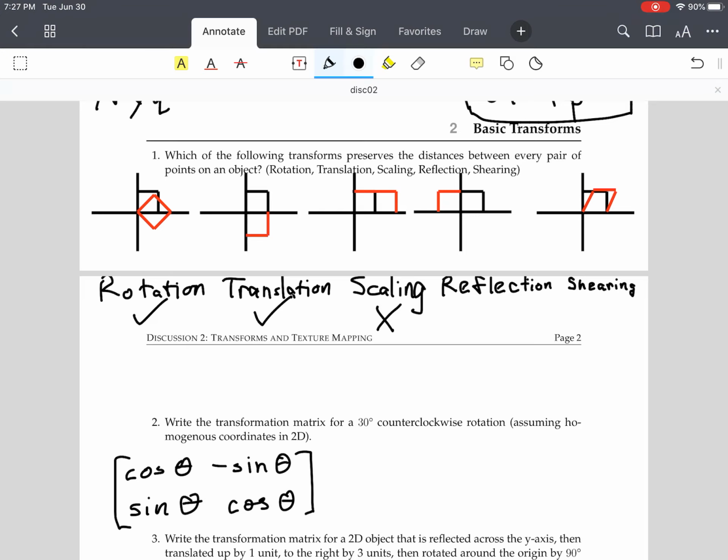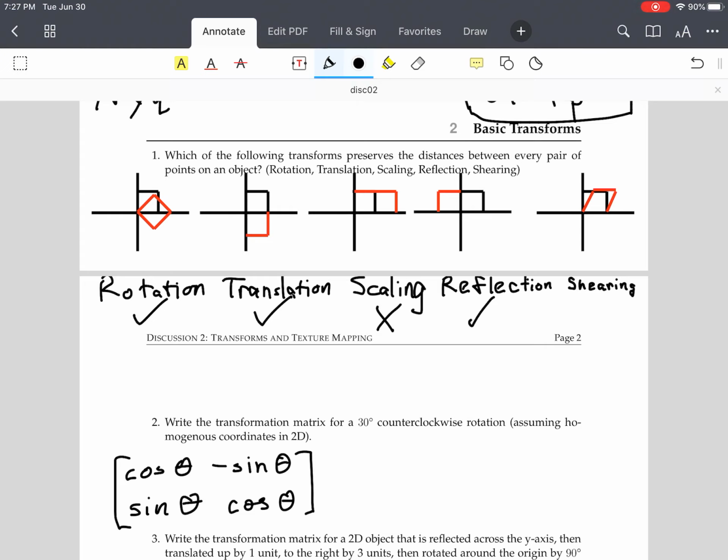Now let's look at reflection. So this black square is reflected onto this red square. And so the red square still has the exact same shape. We've essentially just taken every x value and flipped it. So positive became negative. But that still doesn't change the distances between every pair of points. So that means that reflection also satisfies this property.